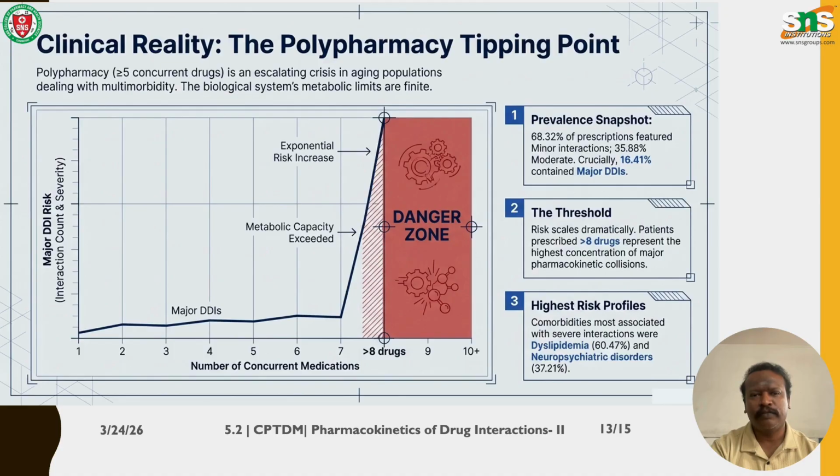Polypharmacy means the use of multiple drugs at the same time. It is common in elderly patients and increases the risk of drug interactions, toxicity, and treatment failure. The risk becomes higher when more than 8 drugs are used together.